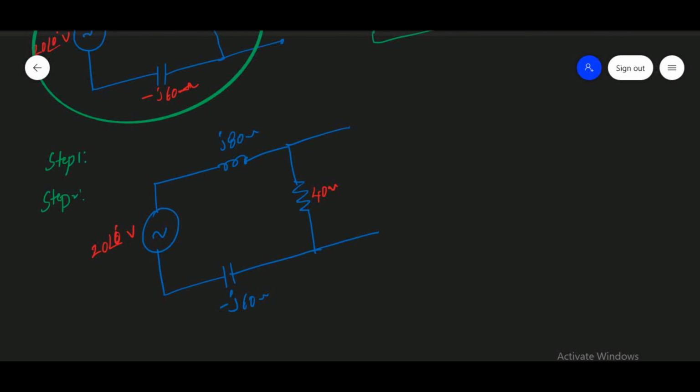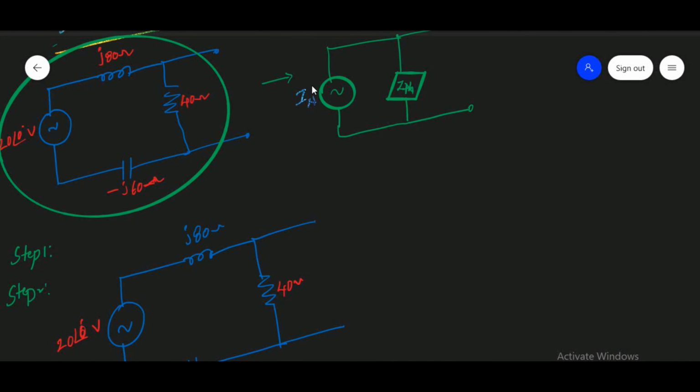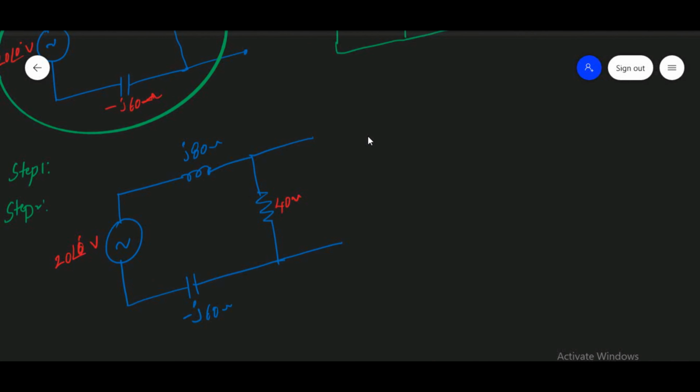So we have to find the Norton's current. What do you mean by IN? If you want to find a Norton's equivalent circuit, first of all we have to find IN. IN is nothing but the current which appears when, for the time being, these open terminals are shorted. The current which flows in this branch is called IN.